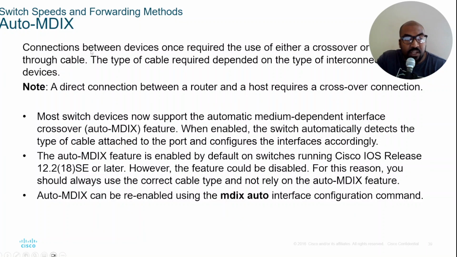Auto-MDIX connections, this is what I was saying, the auto feature, being able to go in there and auto negotiate. A direct connection between a router and a host requires a crossover connection. Most switch devices now support automatic medium-dependent interface crossover. And on my particular NIC I have on my card, it has an auto-MDIX feature on it where it negotiates it by itself. You don't have to worry about doing all of the things.